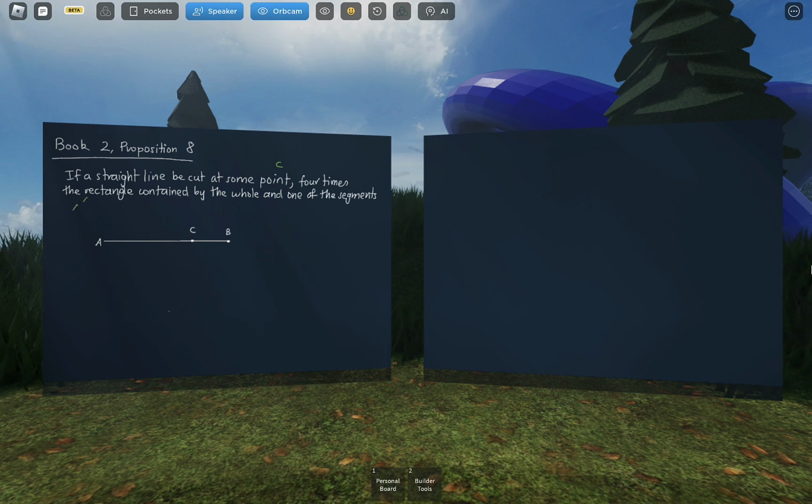so this rectangle means AB, sort of product with BC, together with the square on the remaining segment, which is AC, is equal to the square on the whole and the aforesaid segment as on one straight line.